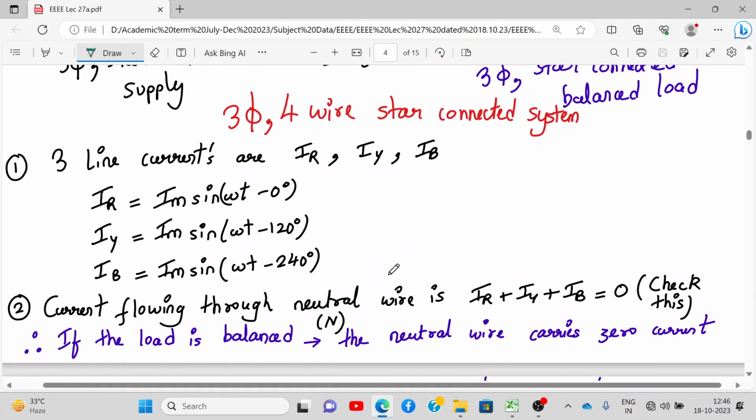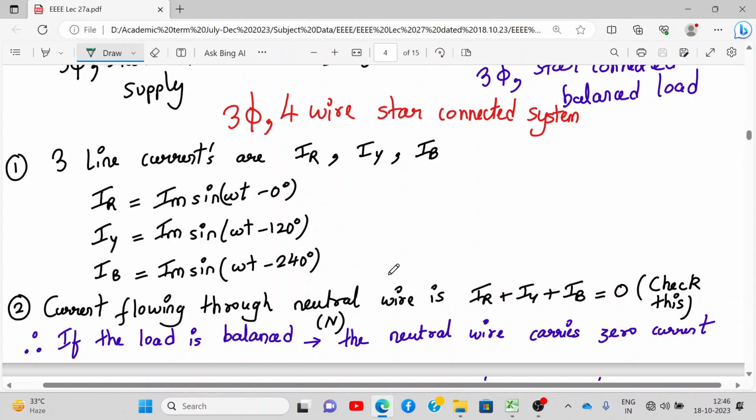Three line currents are IR, IY and IB. Obviously IR, IY and IB will be Im sin omega t minus 0. No need to write that, that is understood. Next point: the current flowing through the neutral point is the addition of all, IR plus IY plus IB is equal to 0.